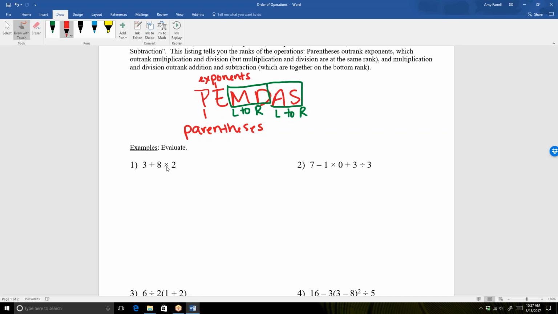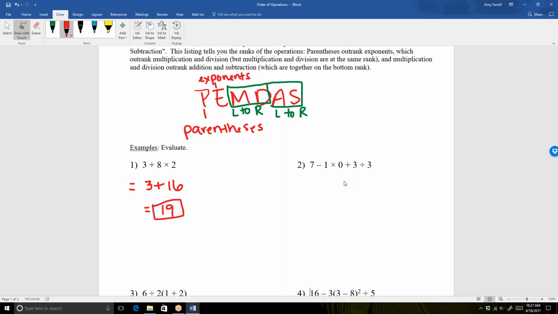In this problem, the multiplication is going to come before the addition because multiplication and division are always performed before addition and subtraction. So first, I want to multiply the 8 and the 2. I get 16. And then I want to do the addition. 3 plus 16 is 19. So my final answer there is 19.